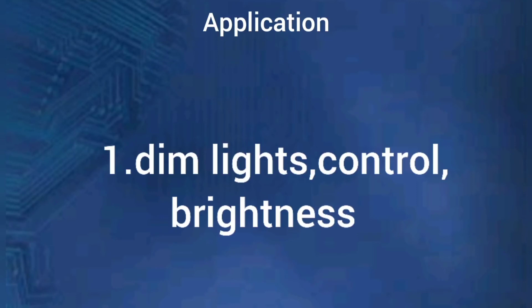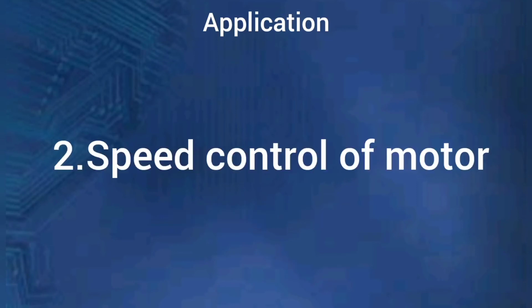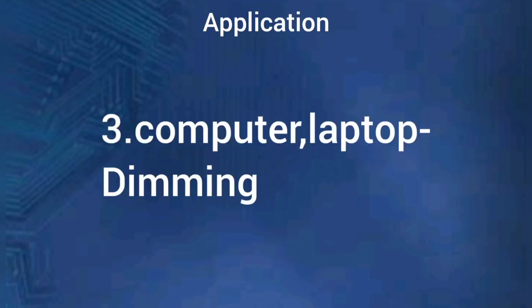And finally, we see the applications. First, dim lights, controlling brightness. Second, speed control of motors. Third, computer and laptop dimming, where brightness is adjusted, increased and decreased. These are the applications of PWM.